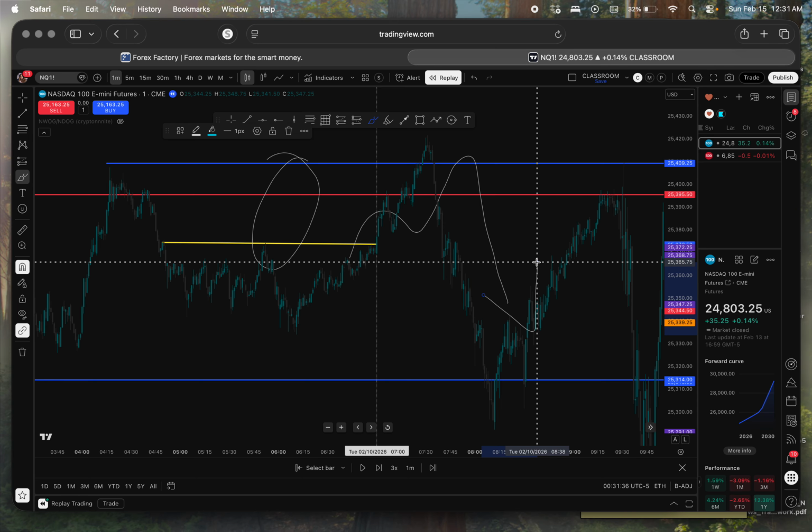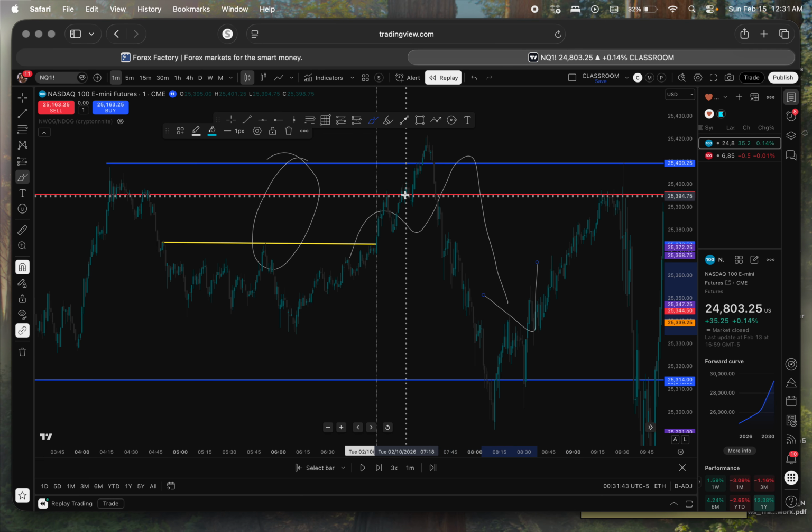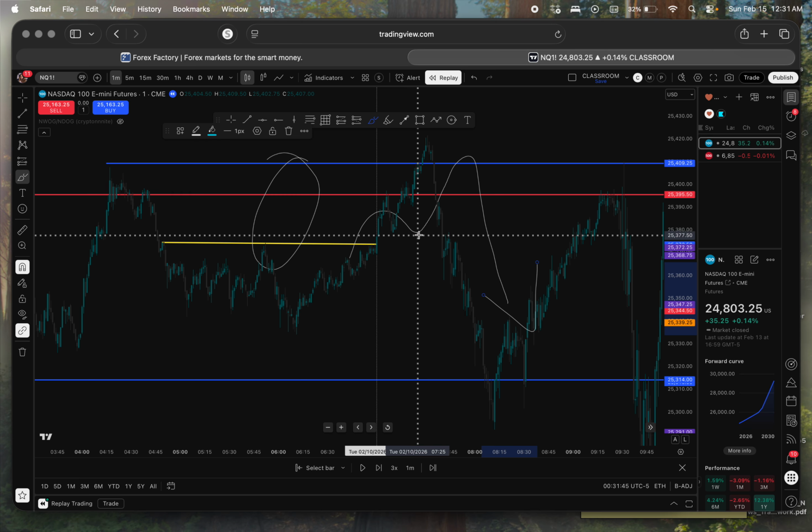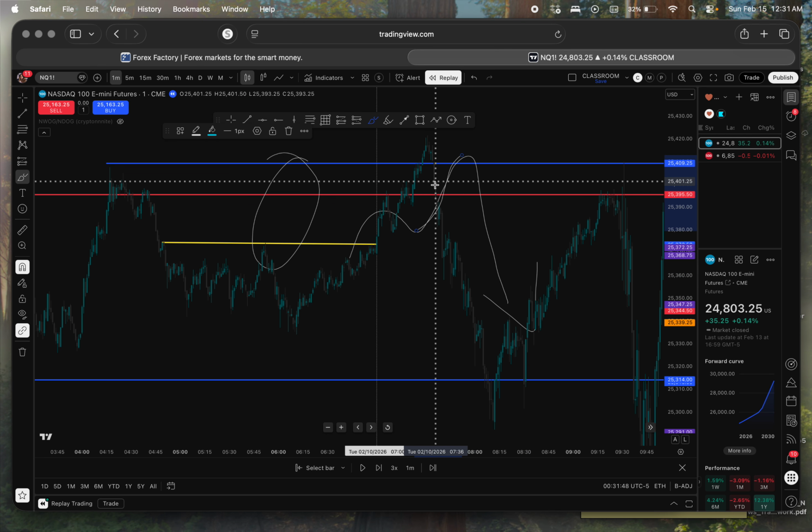Okay, that's how we use all of our confluences. You have to have a break of structure and the liquidity, and it has to be the right time, and you have to have a fair value gap. If you just have the liquidity and you enter and price decides it wants to do this, like, oh, I forgot, right here, you'll get stopped out and lose money.